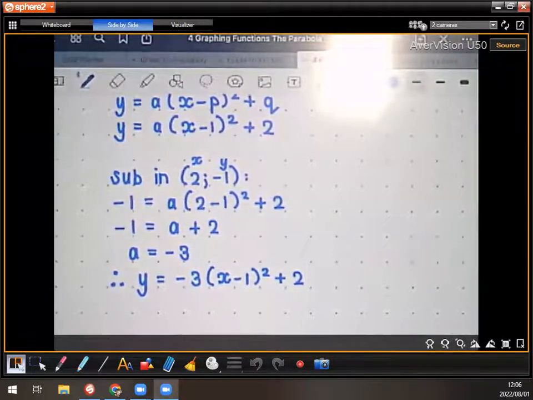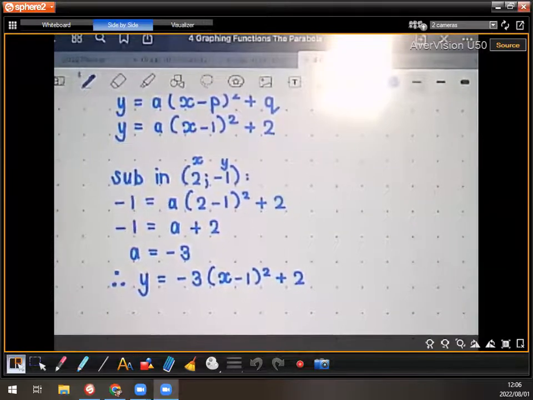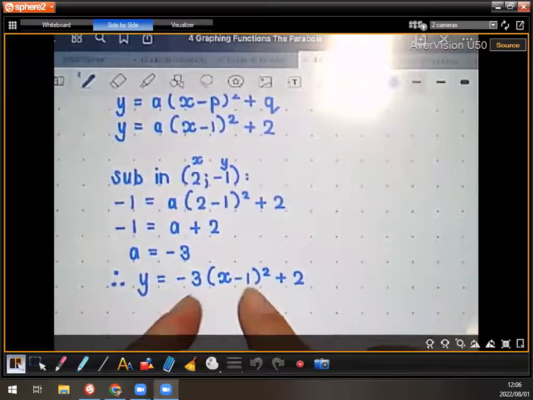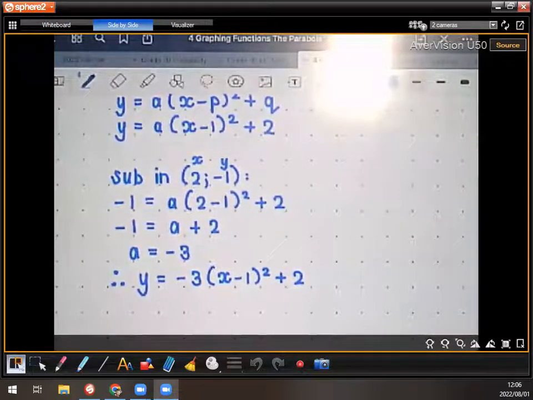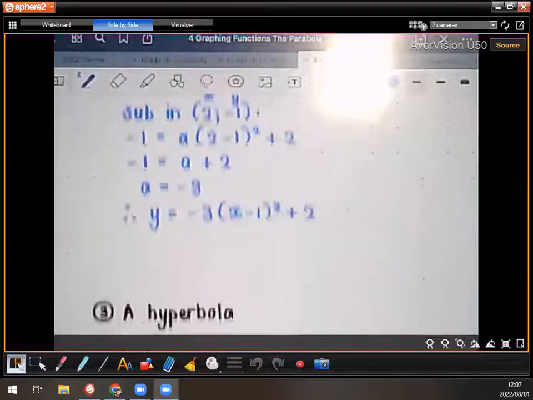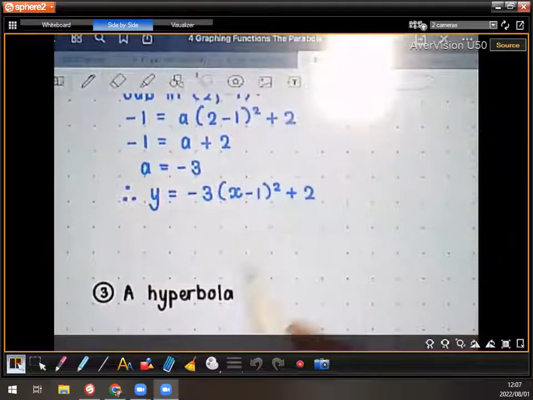Okay, you can leave it like that. Again, if they ask for it in standard form, you're going to have to multiply out. So you'll put this as x minus 1, FOIL out, and then add the 2 again. Okay, I'm going to do another parabola question now. I'm going to move on to the hyperbola ones.